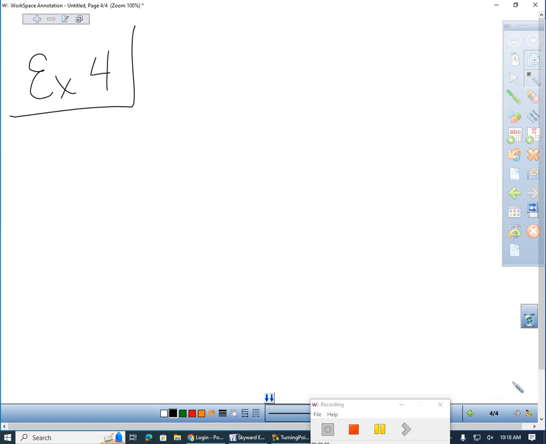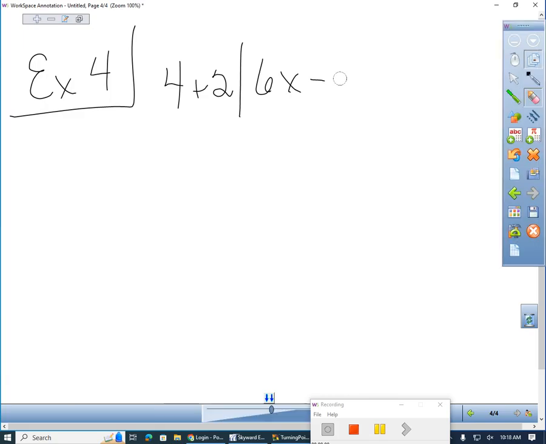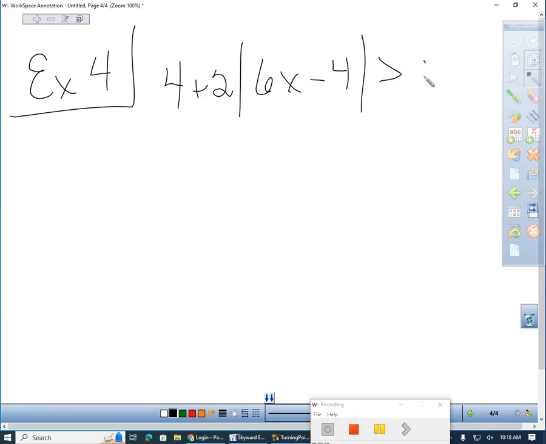All right, here's the last one today. Let's go with 4 plus 2 times the absolute value of 6x minus 3, and let's go minus 4, is greater than 12.